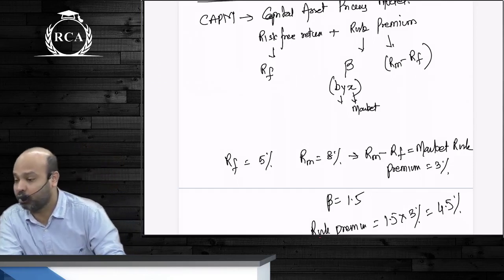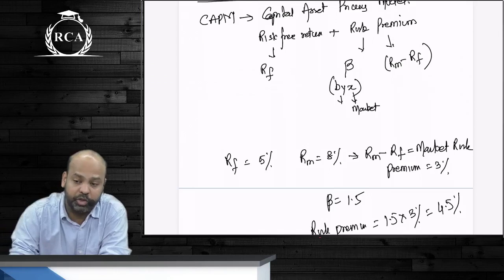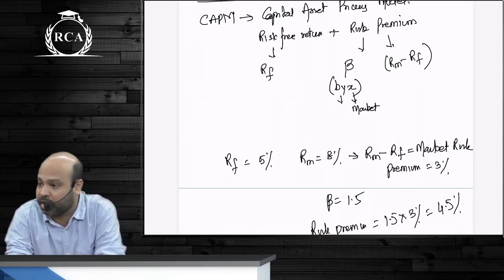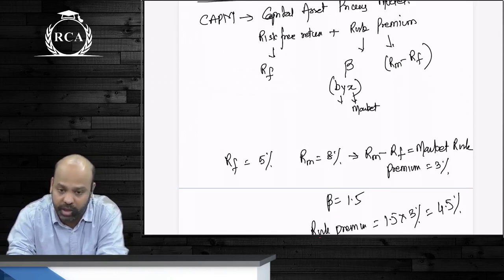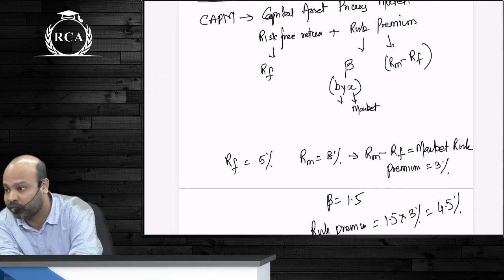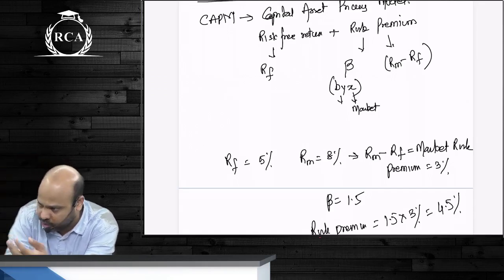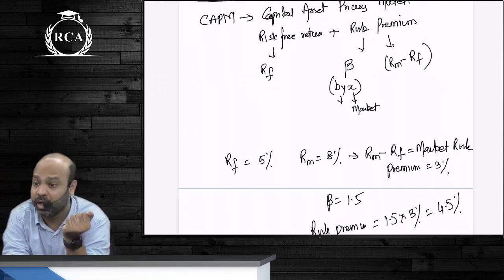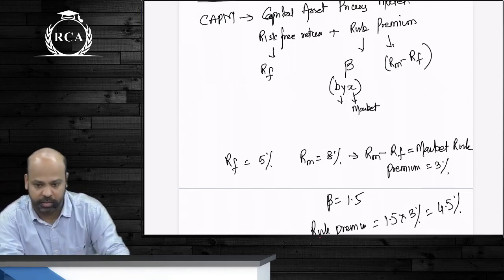Unsystematic risk is on account of company specific factors. Now, CAPM assumes that there should only be a risk premium for systematic risk, guys, and not unsystematic risk, because unsystematic risk can be diversified, can be reduced by investing money in multiple securities. The higher the number of securities that you invest in, the lesser the unsystematic risk. Are we clear about this?